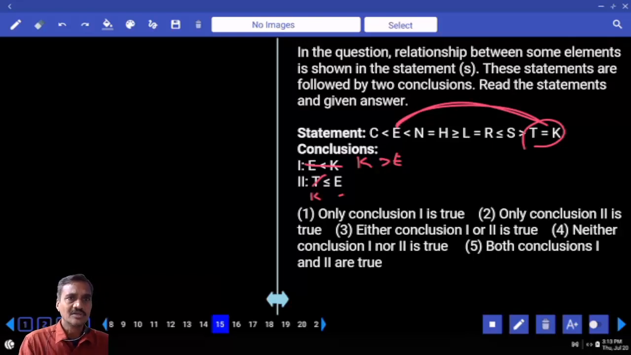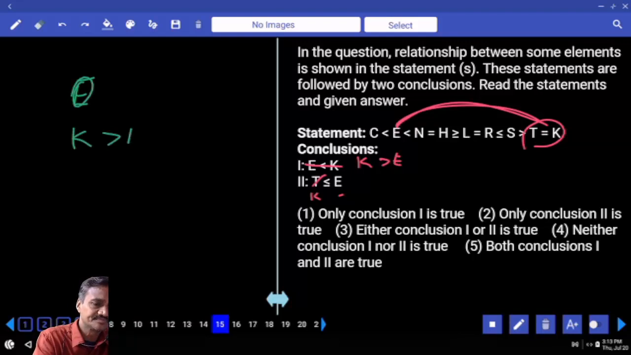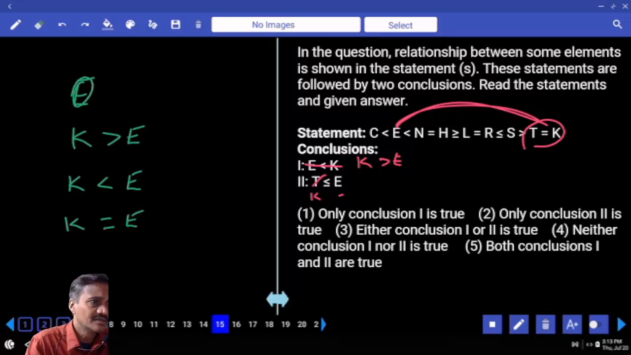But broadly, how many symbols do we have? Only three. What are those three? Maybe greater, equal, lesser. Now if you compare these two girls, this girl can be taller than this girl, or the same height, or shorter than. Can anything happen apart from these three? No, only three possibilities. Now K greater than E, or K lesser than E, or K equals to E. These are the only three we have.